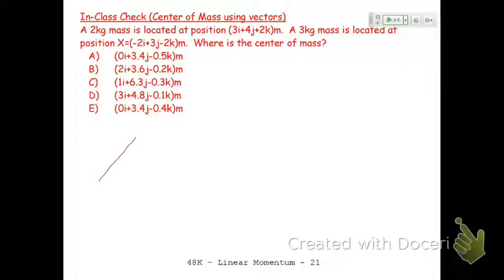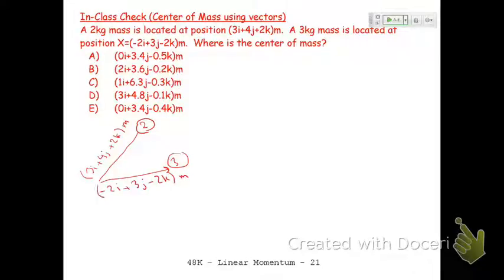So I'm going to go with my first mass, and this is 2 kilograms, and this is going to be 3i plus 4j plus 2k meters. And then my second mass is 3 kilograms, and it's minus 2i plus 3j minus 2k meters.